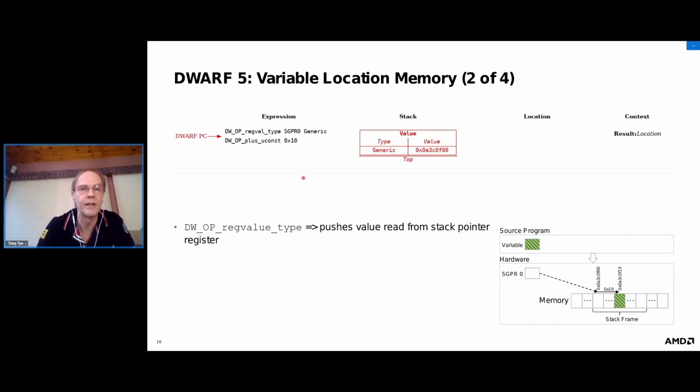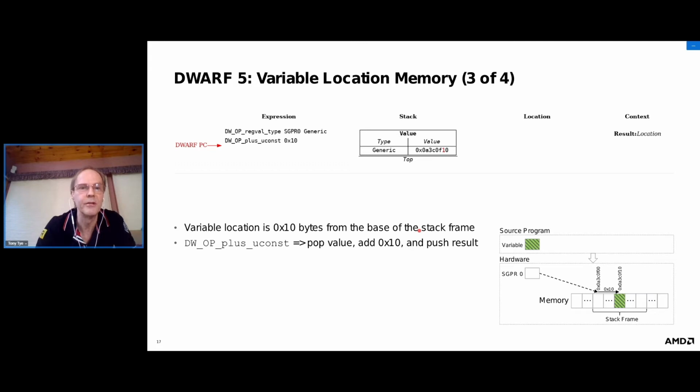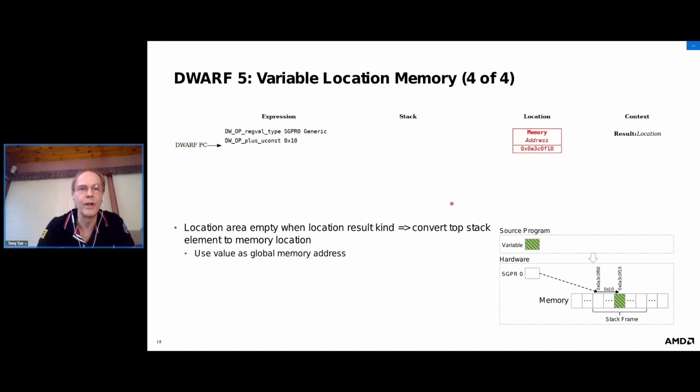So we're going to start off reading the value of the register again. So we've got that on the stack now. Next thing we're going to do is add our offset to that to get to the location that we want. Then we're at the end of the expression. We're evaluating it as a location. So DWARF conceptually implicitly takes that stack value and turns it into a location description, taking the value as if it were an address. And then that's our final answer.